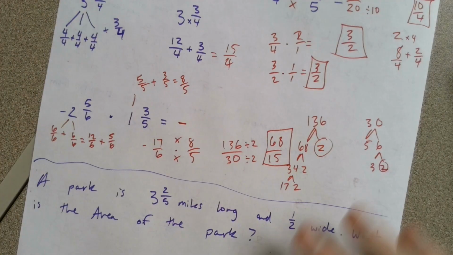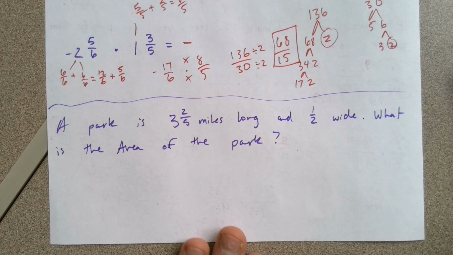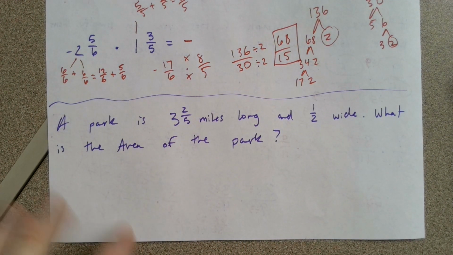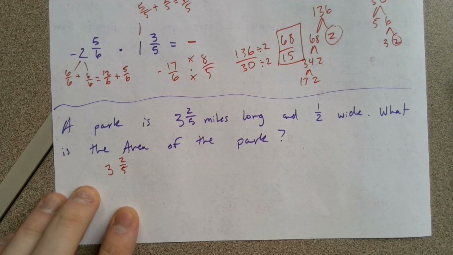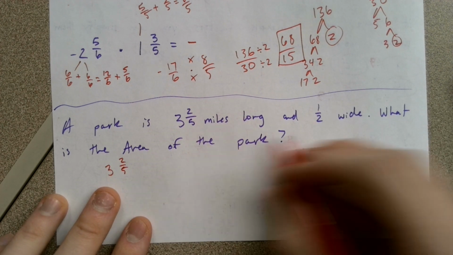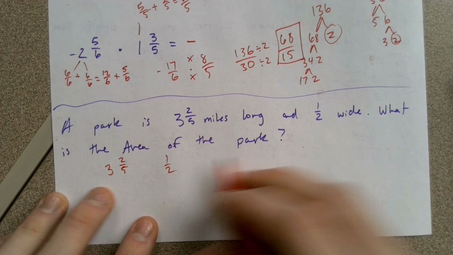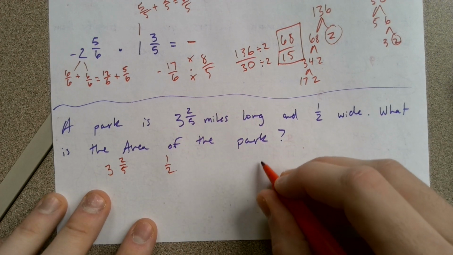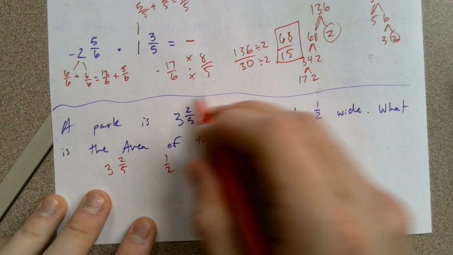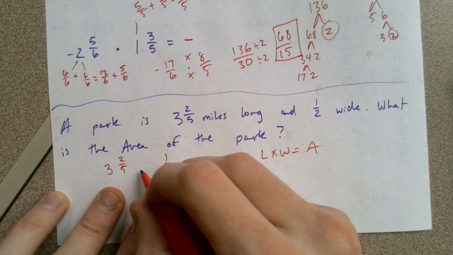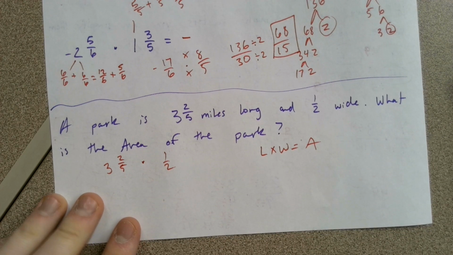All right, and our last one here, we have a little bit of a word problem. They tell us a park is 3 2/5 miles long and 1/2 miles wide. What is the area of the park? Well, I know that's going to be length times width equals area. They told us the length is right here, the width is right here, so we're just going to multiply these together to find our area.